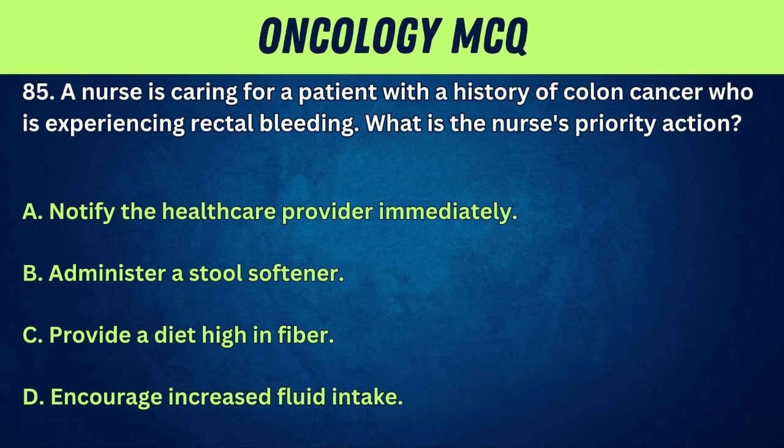85. A nurse is caring for a patient with a history of colon cancer who is experiencing rectal bleeding. What is the nurse's priority action? A. Notify the healthcare provider immediately. B. Administer a stool softener. C. Provide a diet high in fiber. D.